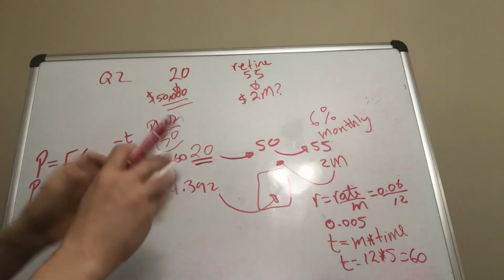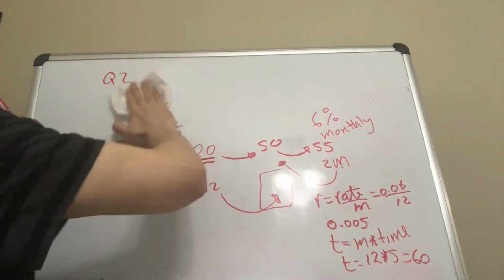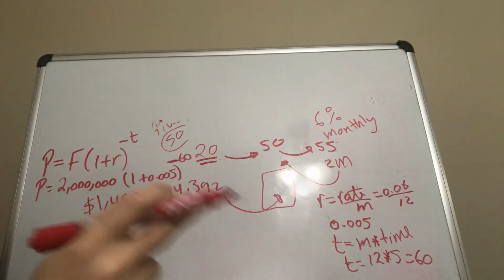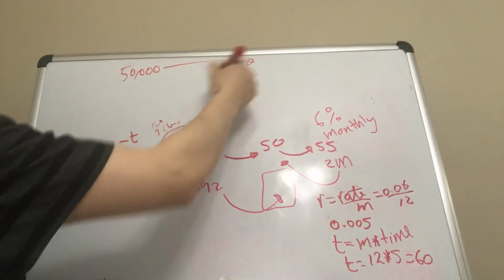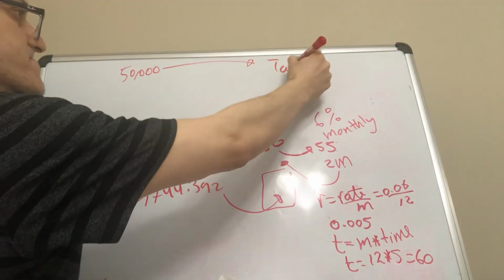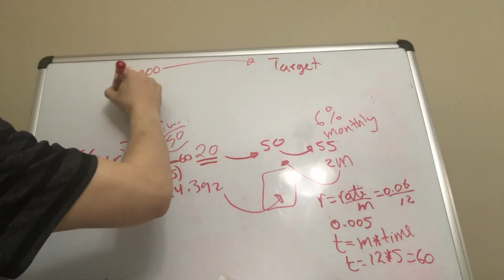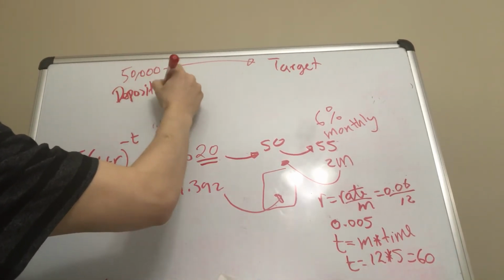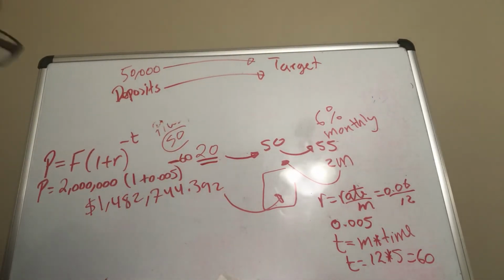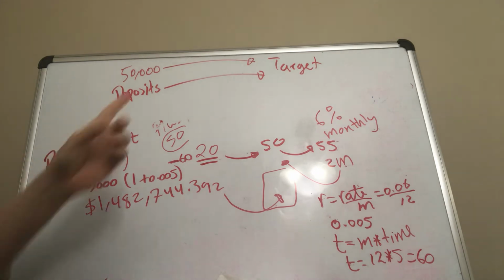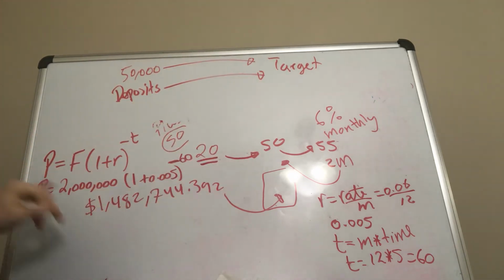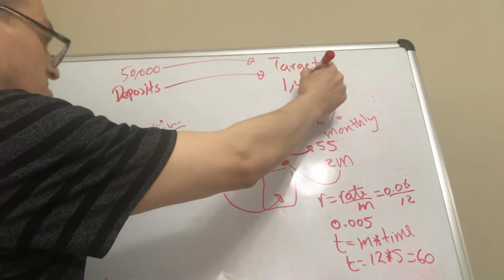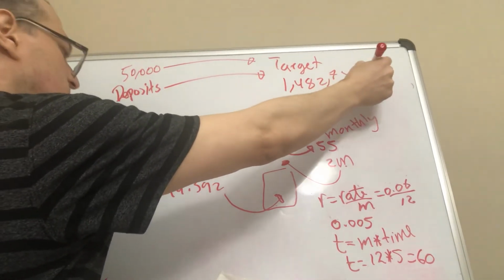Okay. So what's going to happen now? To reach this target, she has two sources of investment. The 50,000 invested to get the target, plus certain monthly deposits to get the target. So two of them to get to the target. Well, first thing we need to do is, okay, let's figure out the contribution of the 50,000 to the target. Remember, the target is the 1,482,744.392.